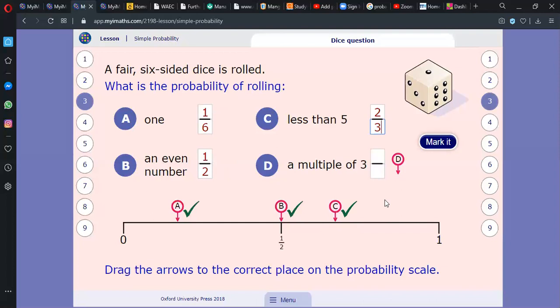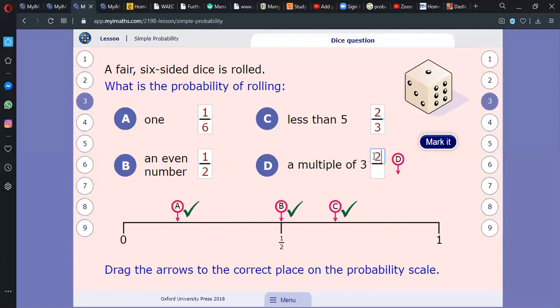Finally, the probability of rolling a multiple of 3. Now, multiple of 3, when you hear multiples, it's actually just talking about your multiplication table. So if you look at your multiplication table of 3, you have 3 times 1 is 3. So 3 is a multiple of 3. 3 times 2 is 6. So 6 is a multiple of 3. So definitely on a fair dice, guys, 3 times 3 is 9, but I can't get a 9 on this fair dice. So definitely the only numbers that are multiples of 3 on these dice are 3 and 6.